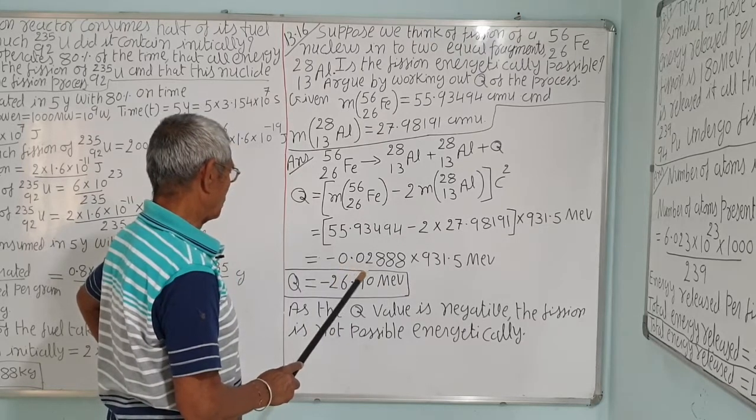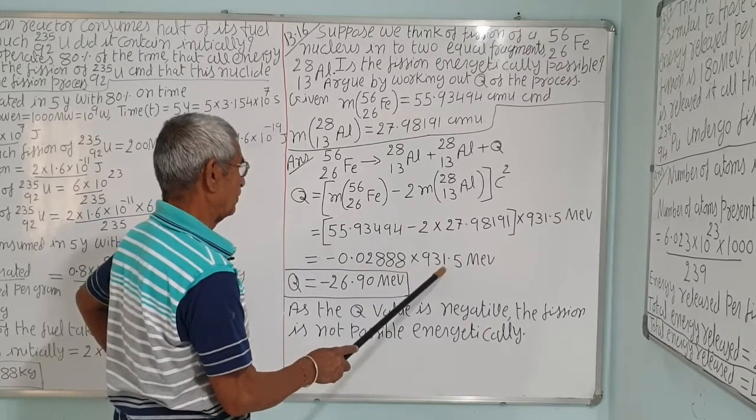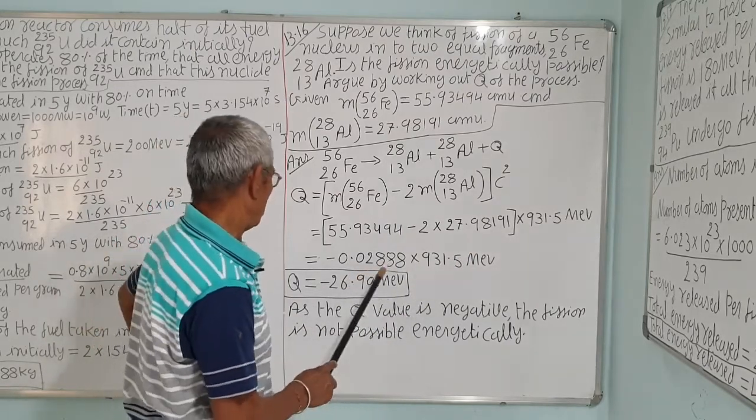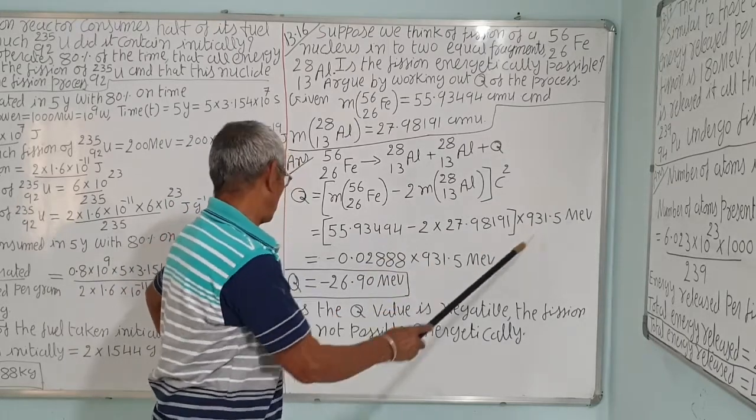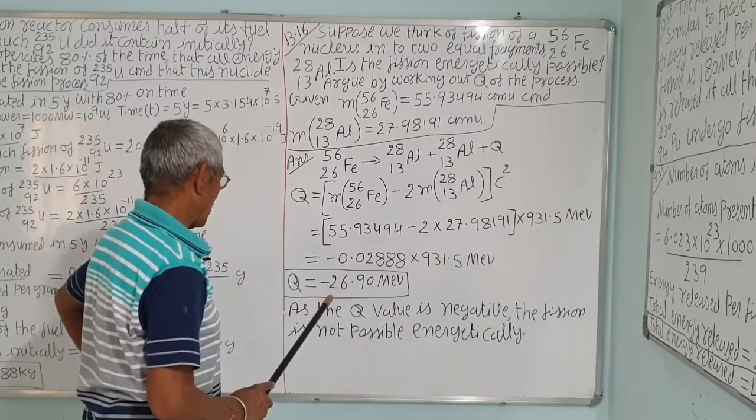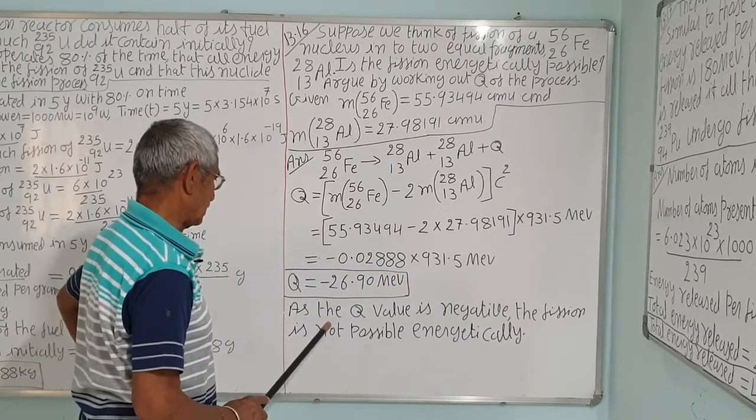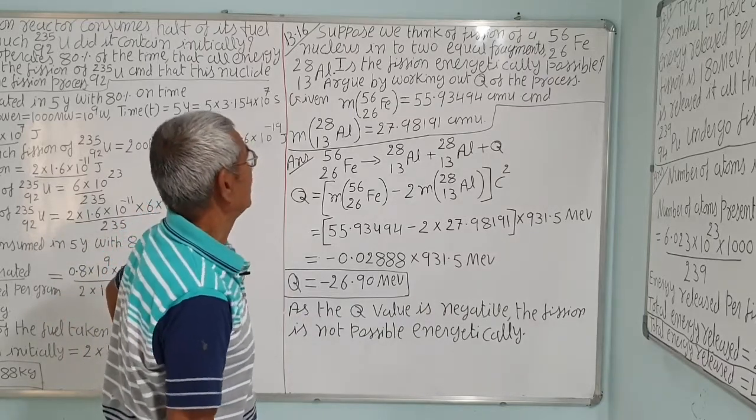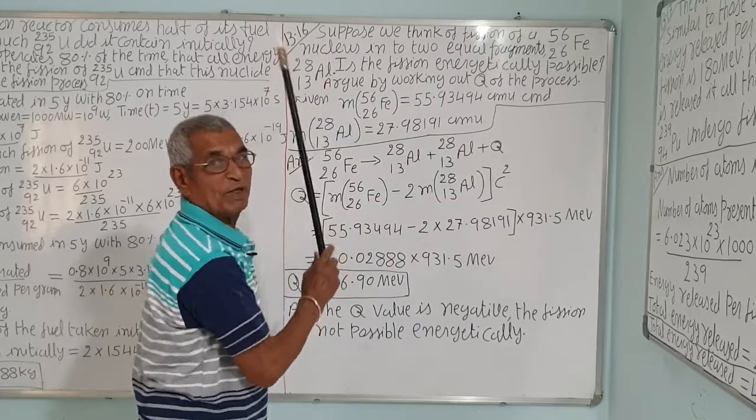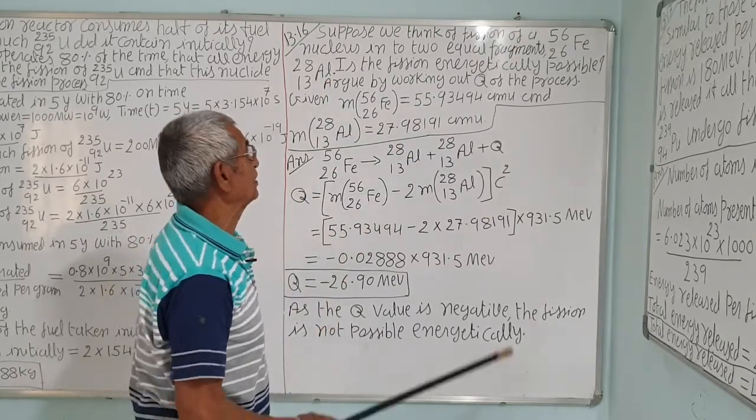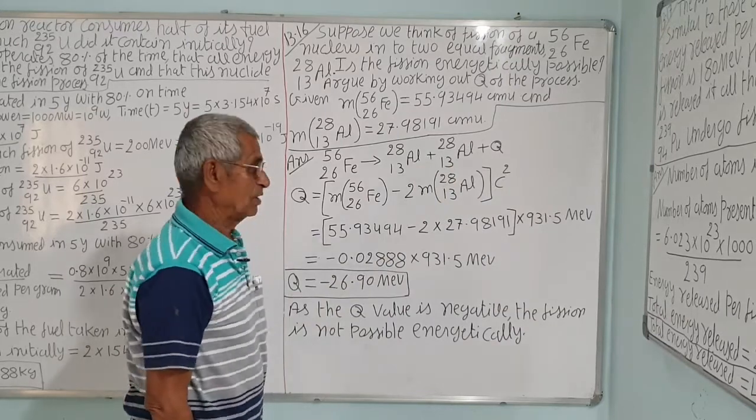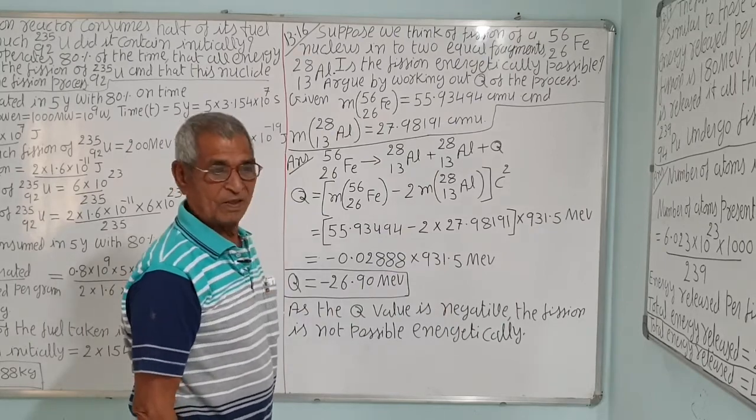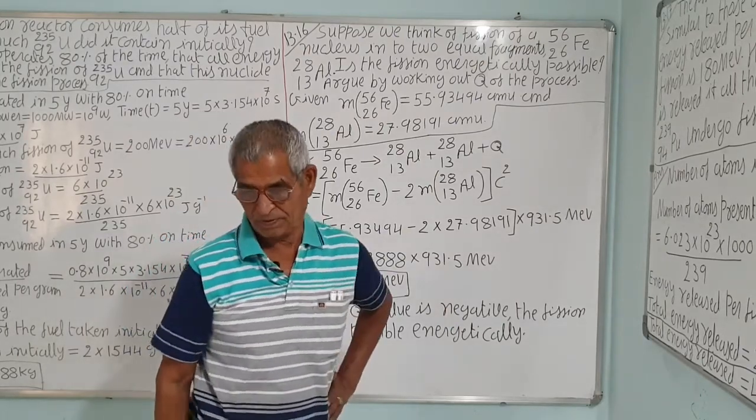So 0.02888 multiplied by 931, this difference is 0.02888, multiplied by 931. So this is minus 26, a very high energy. As the Q value is negative, fission is not possible, energy won't be generated. Otherwise you could convert the iron into aluminum, and aluminum is costlier than iron, but it is not possible. The scientists tried, after artificial transmutation, to convert mercury into gold, but they failed.